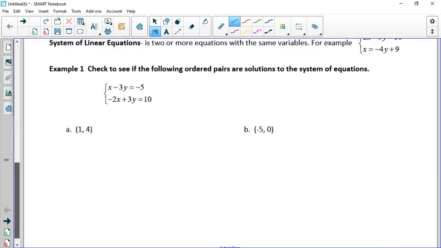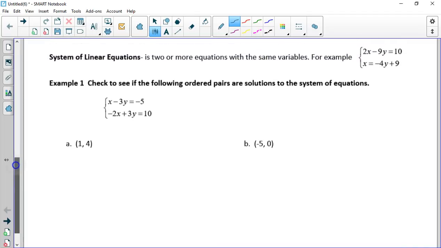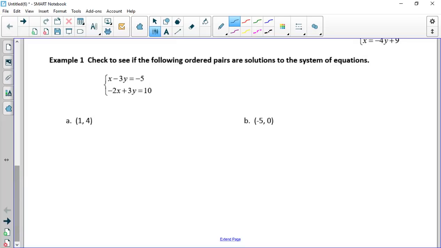So, example 1: check to see if the following ordered pairs are solutions to the system. So, all you're doing here is you're going to plug in numbers right now. So I'm going to plug in 1, 1 minus 3 times 4 equals negative 5. And I'm going to just determine, is that point even on that line?